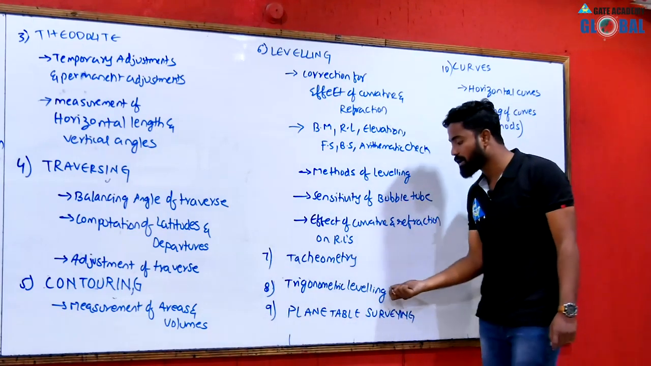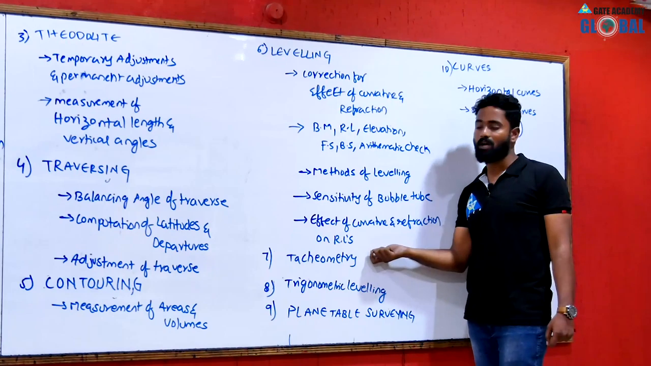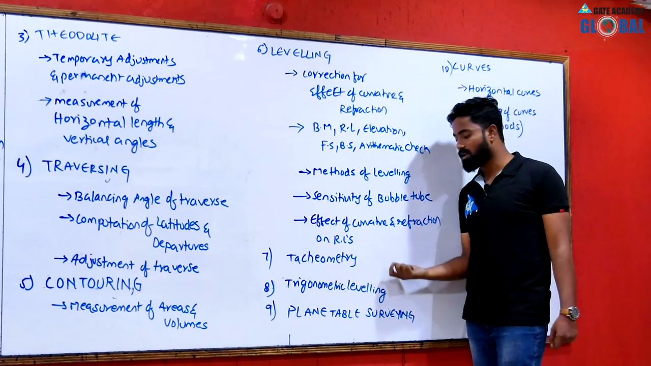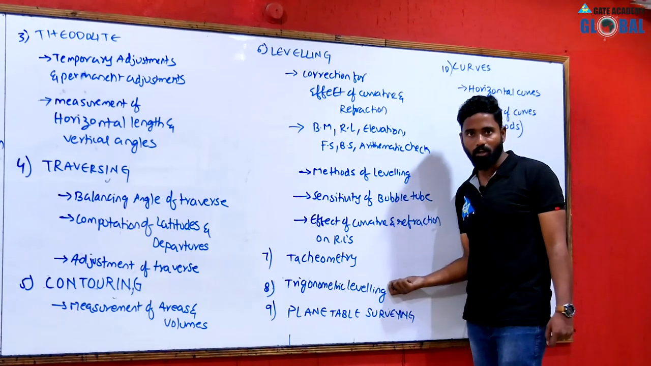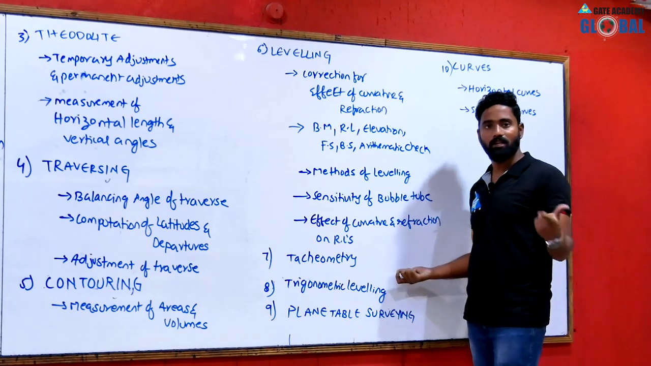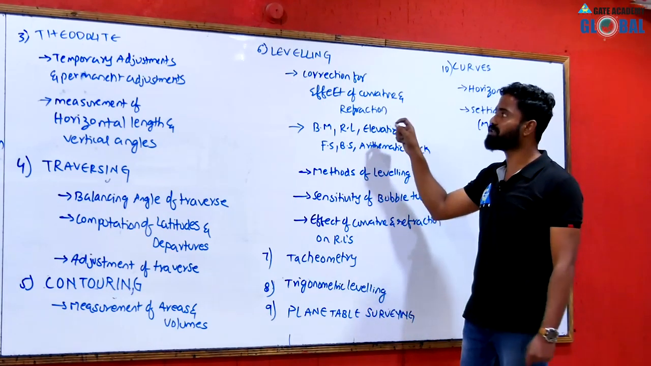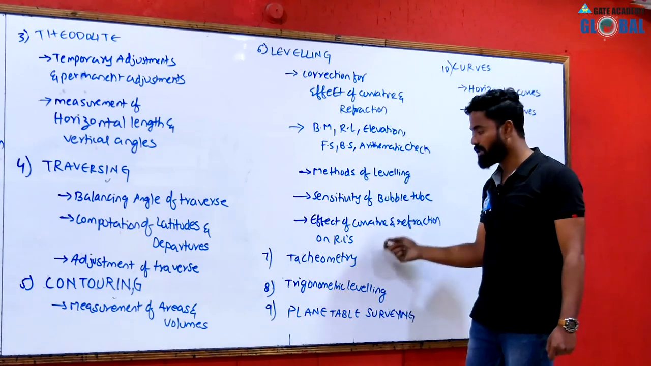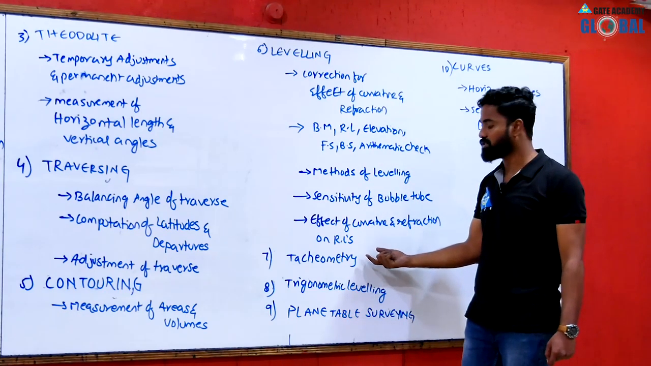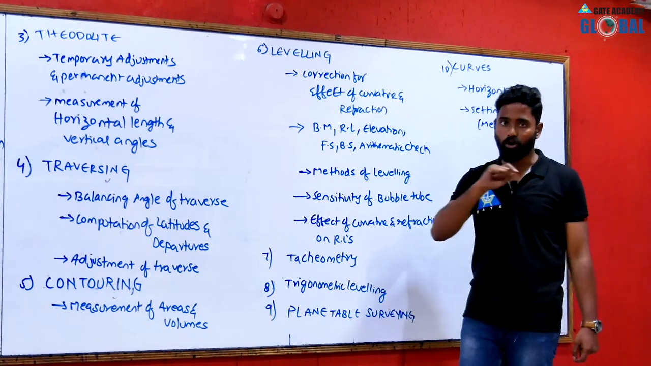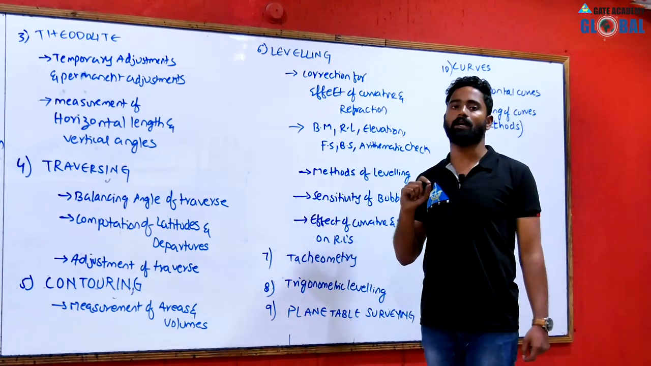And trigonometrical leveling is totally based on tachyometer. So here you will measure. Here you can measure the horizontal distances by using the chain, and vertical angles by using the levelings. But here the tachyometer is very much helpful, where you will measure both horizontal distances and vertical angles.